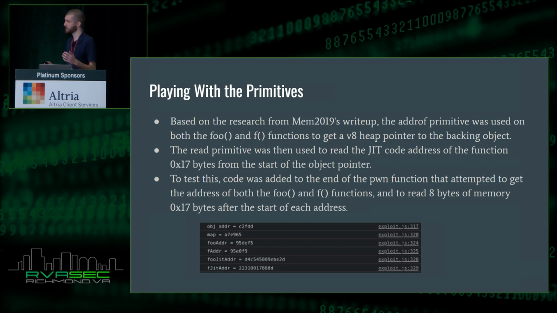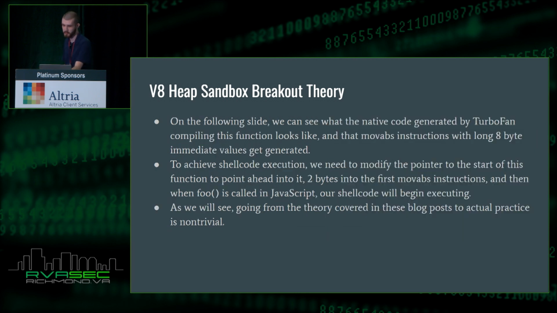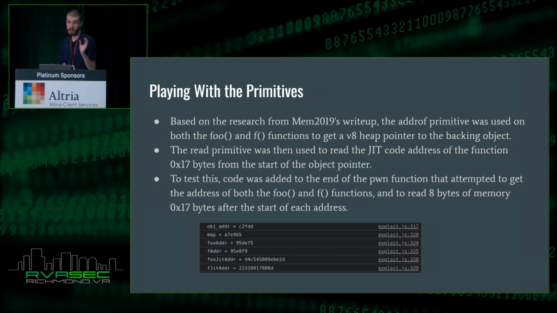So the first thing we need to do to even try to do this is see if we can actually get control of the pointer of the function object on the V8 heap that controls where the code flow for that function is. So we have our foo and f function that we have set up here. So foo is the one that gets forced to be JIT compiled. F just returns 123. So what we can try to do first is, based on the knowledge we have from MEM 2019's research, it says that at the start of a function object struct in memory, you go 0x17 bytes after, and you get a pointer to the JIT address that's used for finding the code for executing that function.